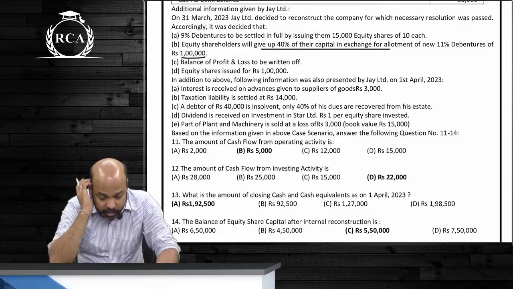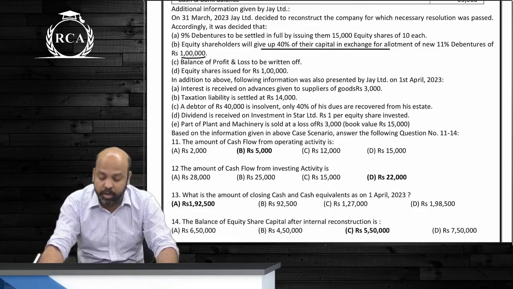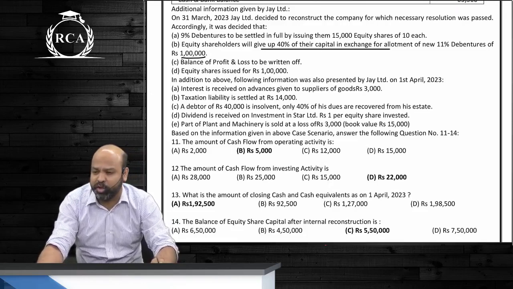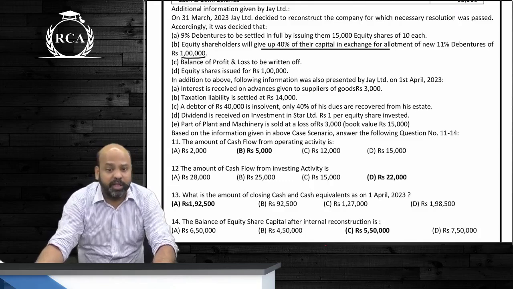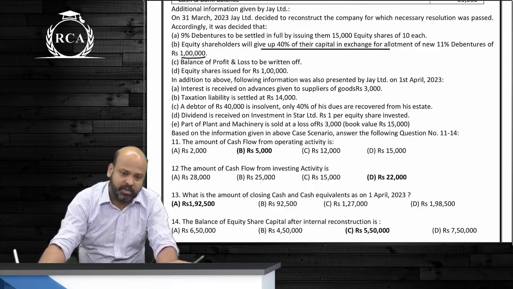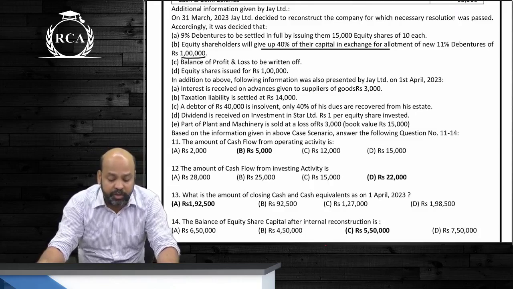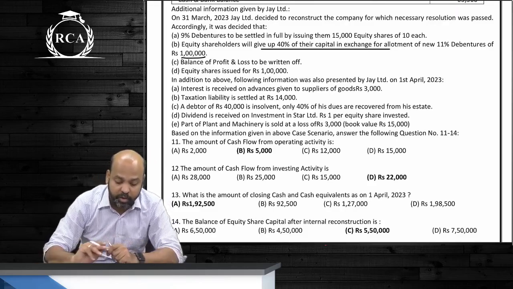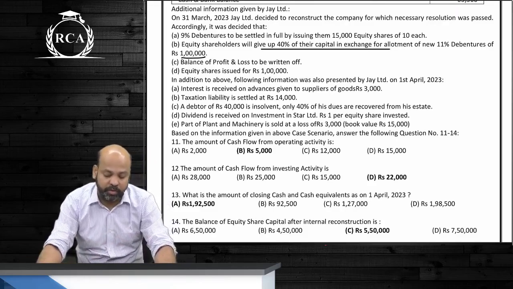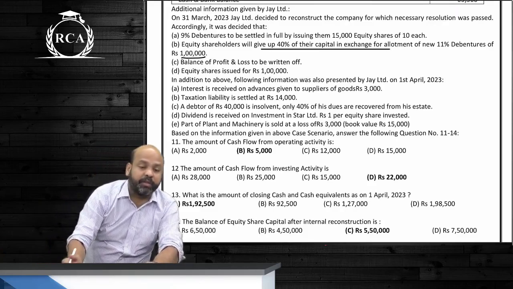Next, equity shareholders will give up 40% of their capital in exchange for debentures. Usually in reconstruction we convert debentures into share capital, but here it is the other way around. Balance of P&L to be written off. Equity shares issued for rupees 1 lakh for cash consideration. In addition to the above, the following information is also presented by J. Interest is received on advance given to suppliers of goods.